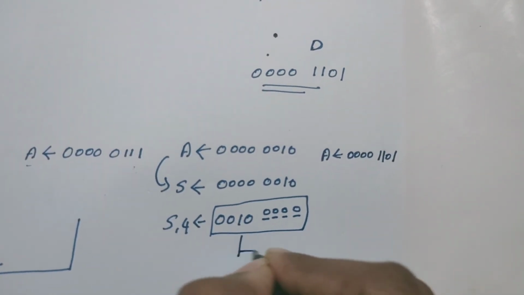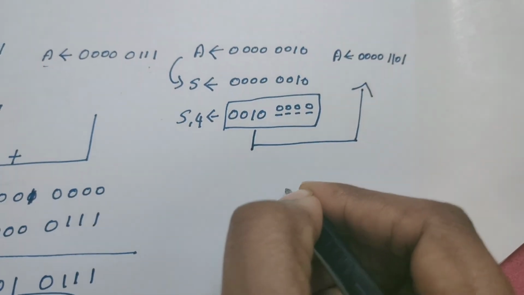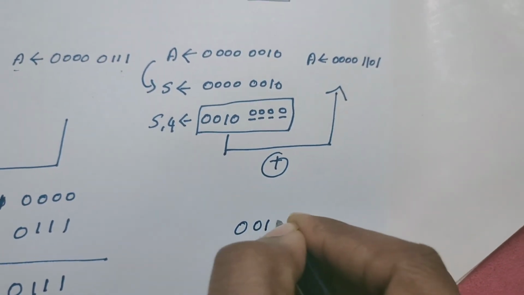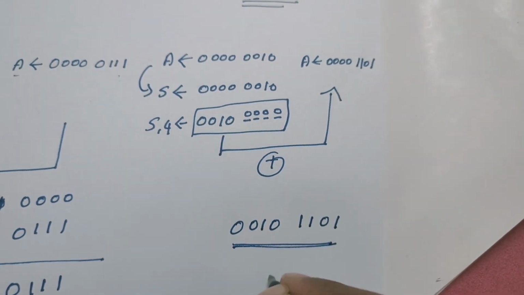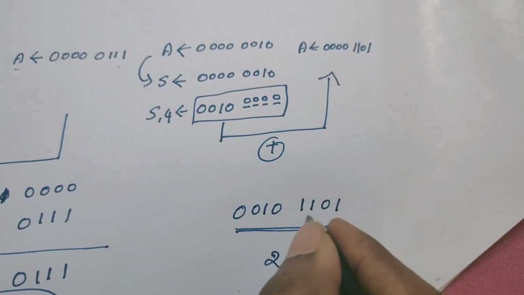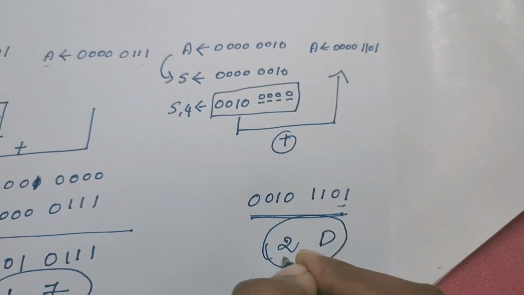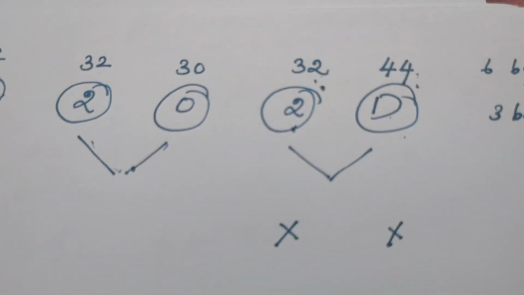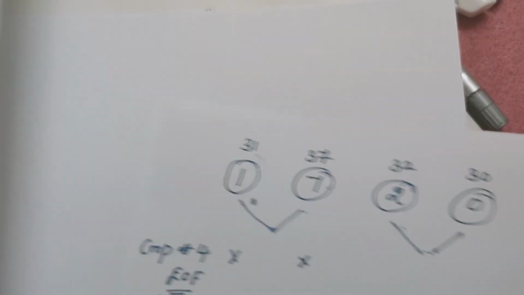Now this S and A are to be added. When S and A are added, the result available is 0 0 1 0 1 1 0 1, which is 2D when you convert it into hexadecimal digits. Now 2D put together occupies 1 byte, whereas earlier it was occupying 2 bytes. If you perform these calculations, then it is easy for you to understand the code.